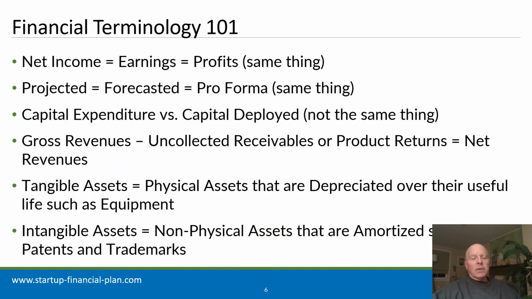And the tangible and intangible assets are written off over their useful life through depreciation and amortization. That's the process of accounting. Okay, so we need to understand that. And as we get into the financial plan, you'll start to see how we do that. These are things you need to understand just to understand how this financial plan is going to work.